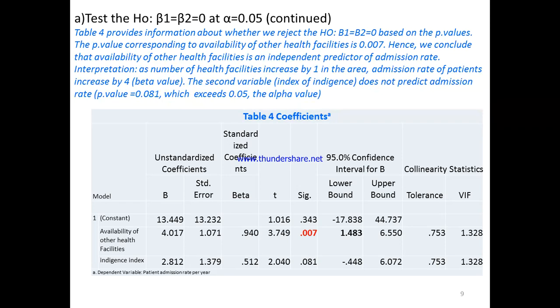When you look at the second one, wealth index, the p-value is 0.081, as you can see. Although the beta value is 2.8, it is not significant. Therefore, it is not a significant predictor of hospital admission rate. This means the hospital provides the service with, I think, fair cost. Therefore, both wealthy people as well as poor people are equally likely to be admitted, and that's why wealth index does not really stratify people who are admitted to the hospital.